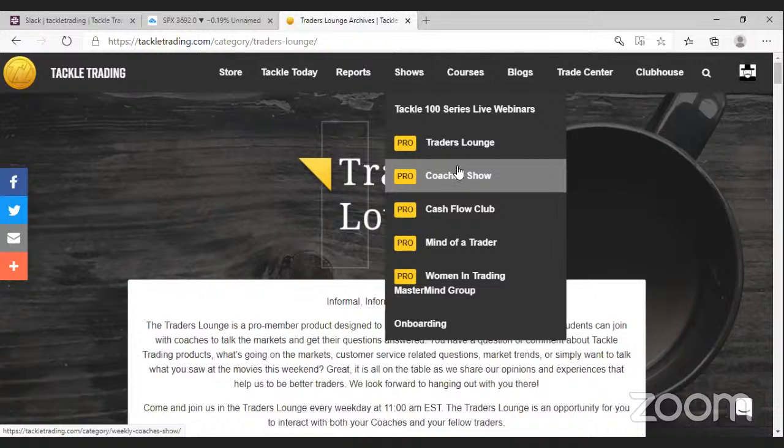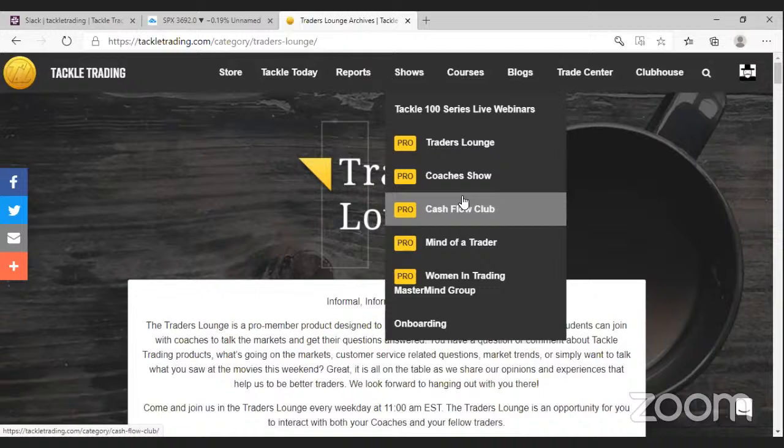Then on Thursday nights, 8:30 Eastern, we do our Cash Flow Club. Whereas with the Coaches Show we have this huge universe of potential topics, the Cash Flow Club is much more narrowly focused, as the name would probably give away, on those cash flow strategies: those covered calls, those credit spreads, those condors, those naked puts. Building and managing those strategies.